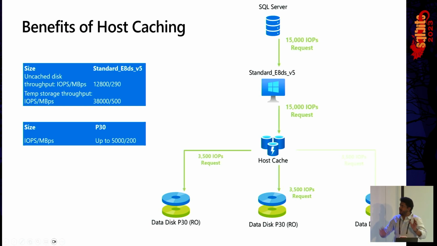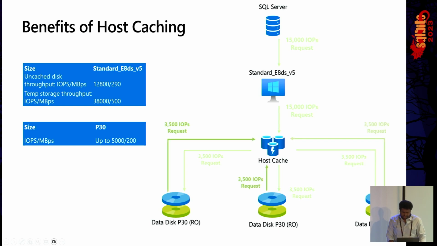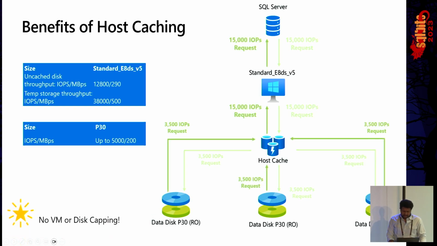I have given 50,000 IOPS. It goes through the host cache. And because host caching is there, it uses the host cache and gives back the entire 15,000 IOPS back to the VM. Because we are also using that 38,000 IOPS here. Not just the 5,000 plus 5,000 plus 5,000, 15,000, we are also using this host cache IOPS here. That's how you might need to use host caching.